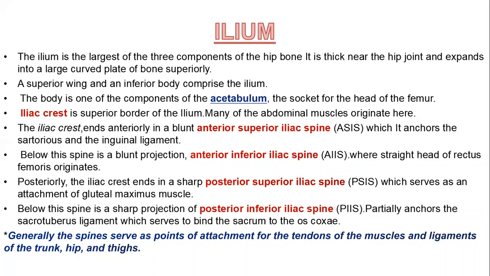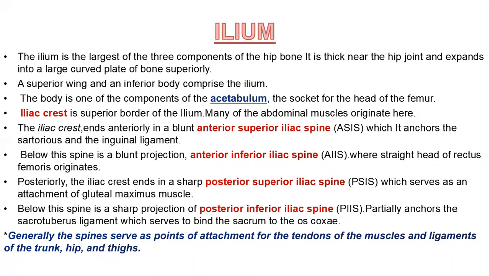hip joint. The iliac crest is the superior border of the ilium, and many of the abdominal muscles originate here. So we will check the ilium, the acetabulum, as well as these other structures that we are going to learn.